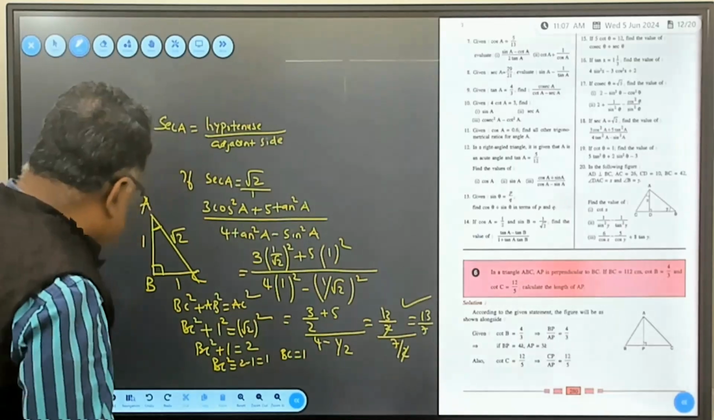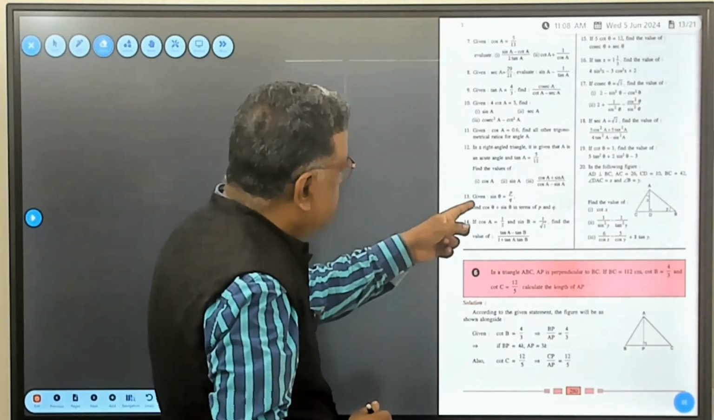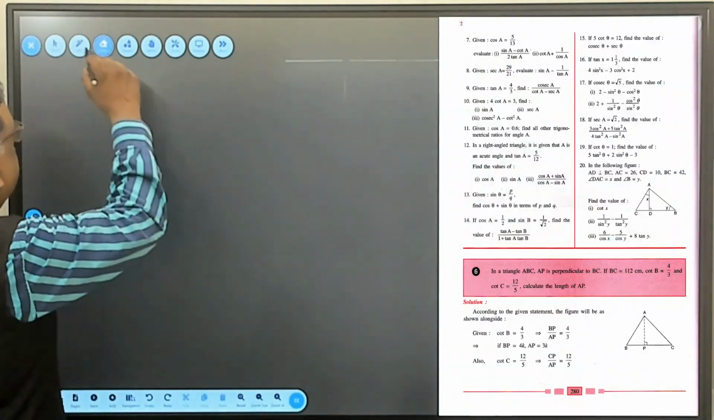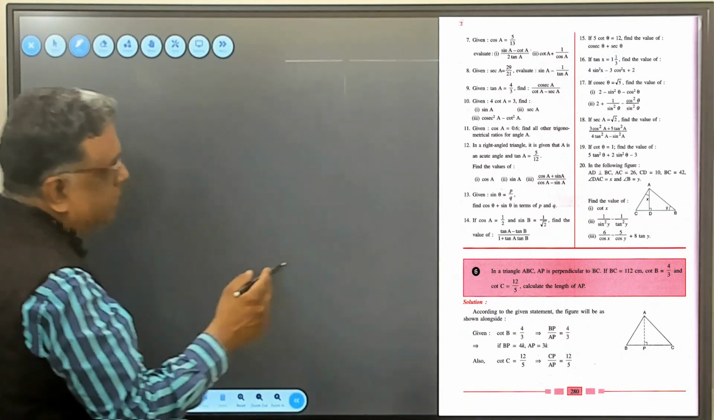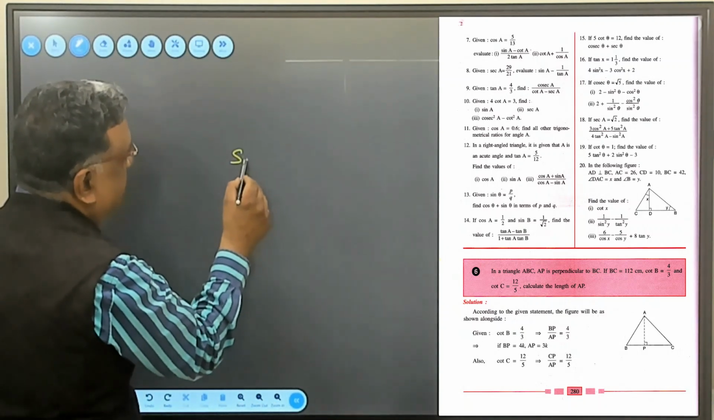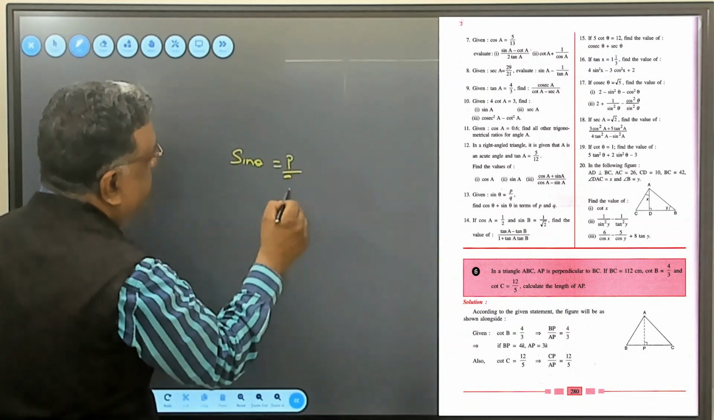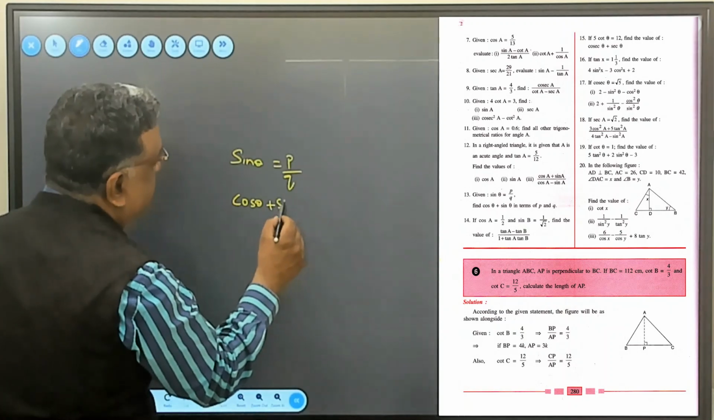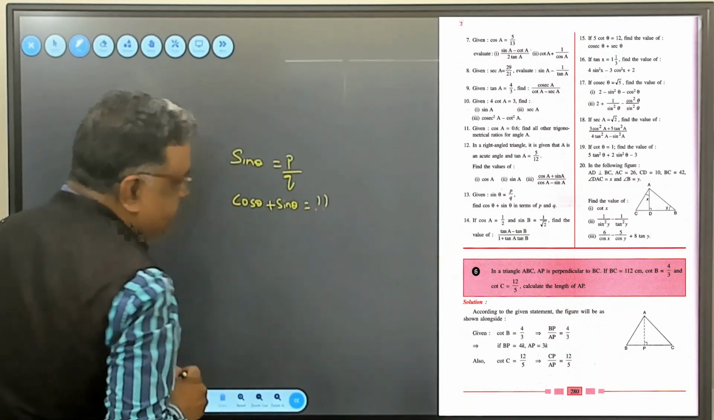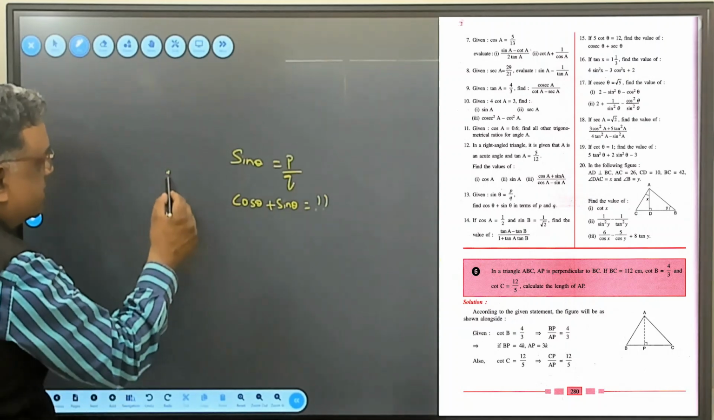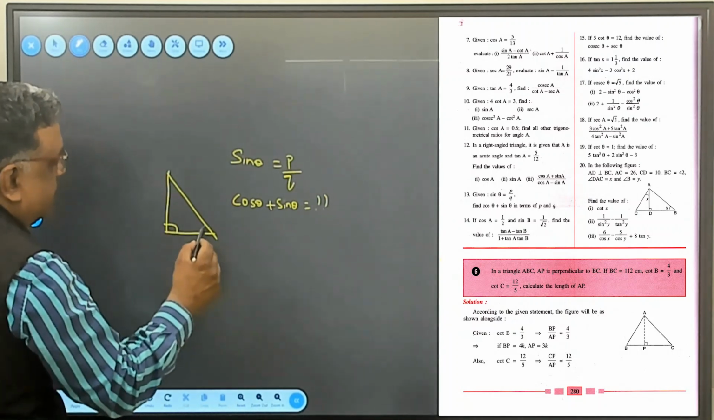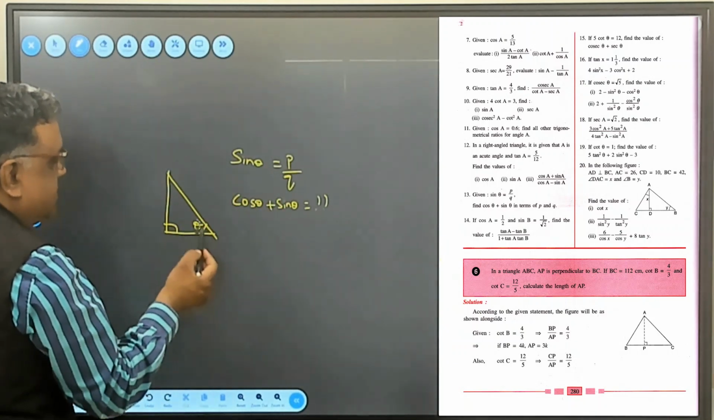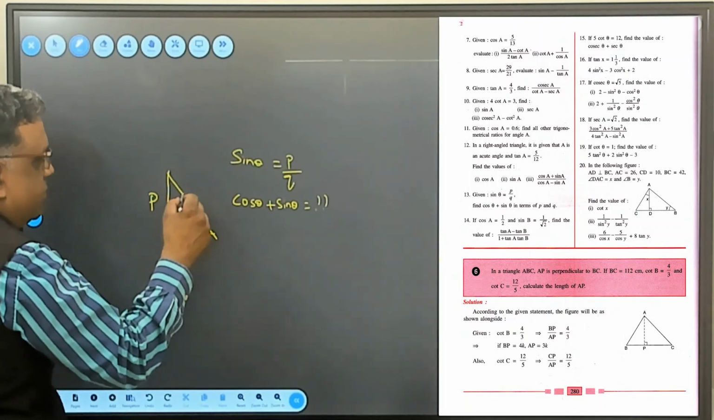Let's try to do some more. I can see something here where the actual values are not involved, but they are given in terms of P and Q. So let's try to solve that. They've said sine theta is P upon Q, and we have to find the value of cos theta plus sine theta in terms of P and Q. Very simple. We are again trying to construct a right angle triangle. Let us say this angle is theta. Sine theta is P upon Q, so sine theta is the opposite side, which is P, upon Q, which is the hypotenuse.